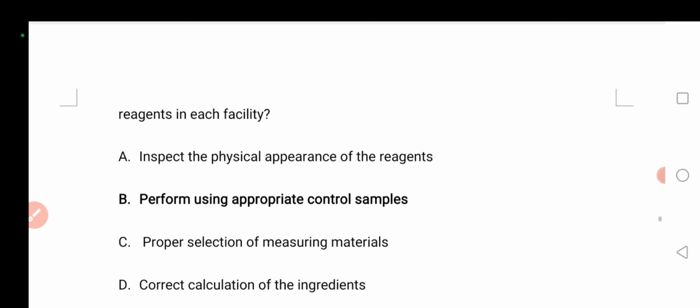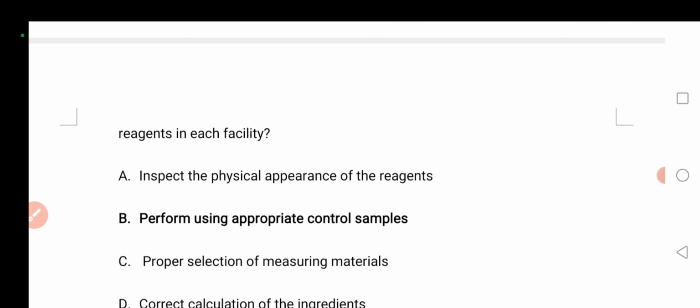So here we need to verify that the reagent is qualified. We need to inspect it first, and identify its expiry date. The most common approach to assess the quality is using what? Control samples.